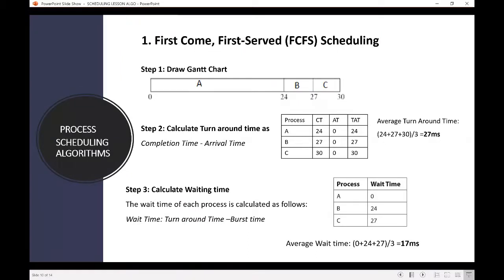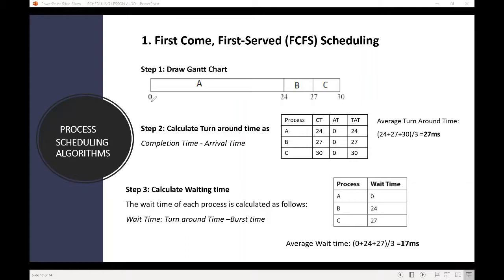Now, the first step, you have to draw the Gantt chart by showing all the processes. You show when each process is going to finish and when it has arrived. Here we can see the process number 1, which is A, has arrived at 0 milliseconds, as well as B and C.